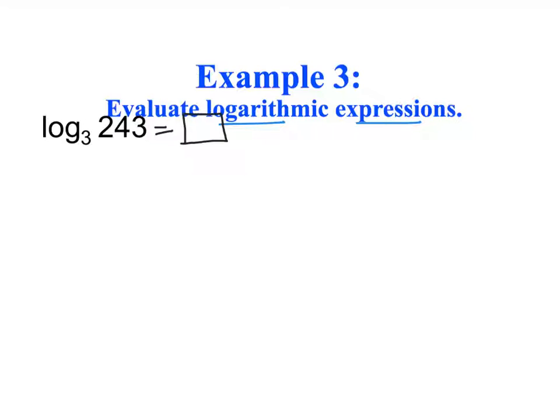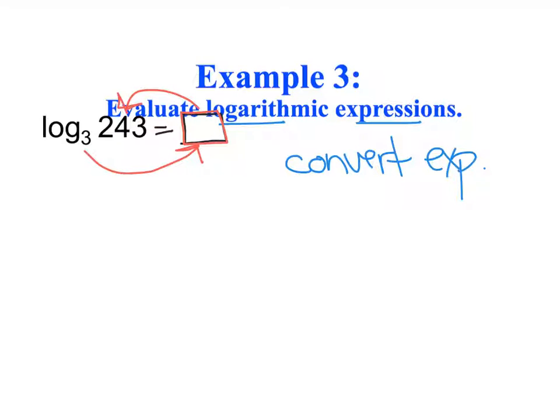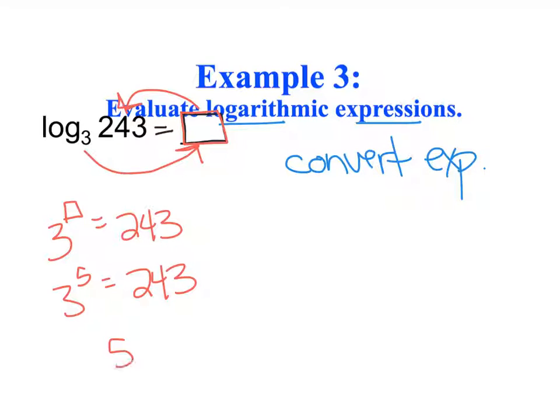So let me show you how this works. We're going to use the arrows again. And what we want to do is convert it to an exponential. Okay? And then that will be easier to evaluate. So you want to think of using your arrows, and the question we're asking is 3 to the what equals 243. Well, 3 to the 5th equals 243. So that would be 5.